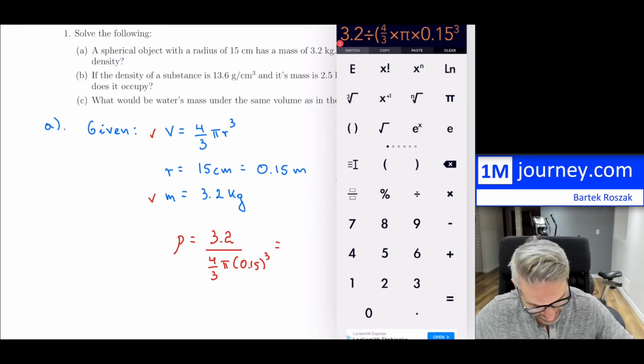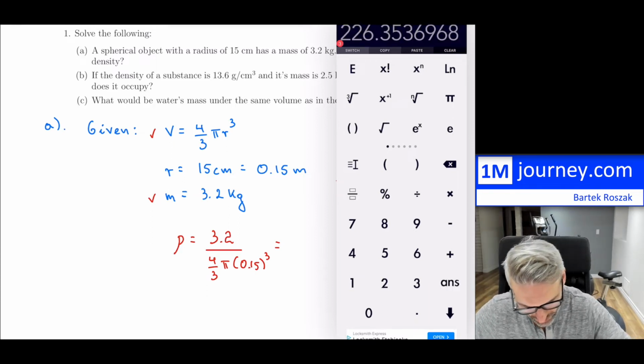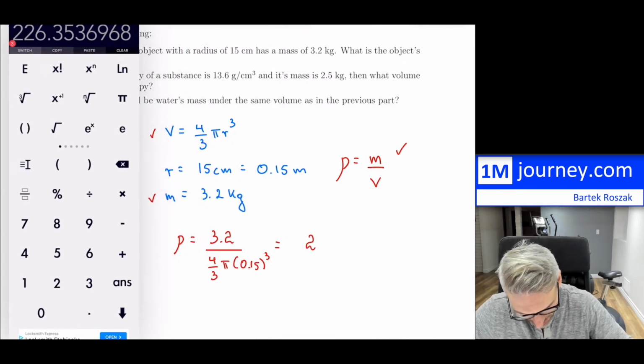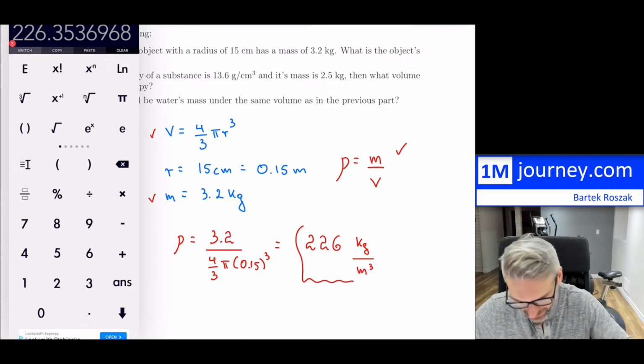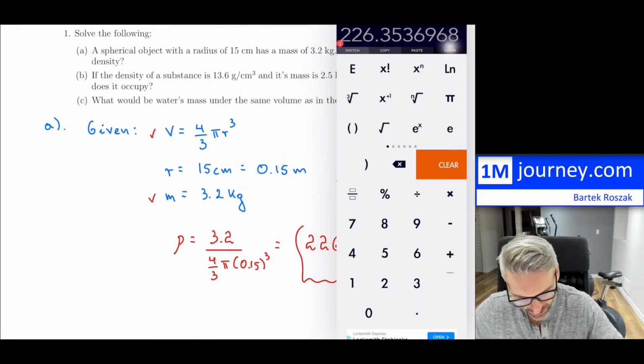all right, so that's my volume, and there we have it. This is going to be 226, and since I'm rounding to 3 significant figures, I'll leave it at that, in kilograms over meters cubed, and that would have been your density. So that's part A for us.